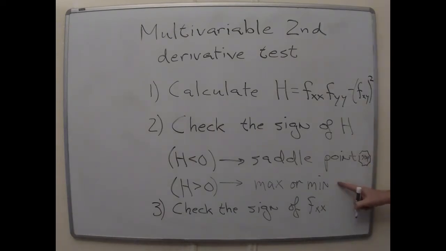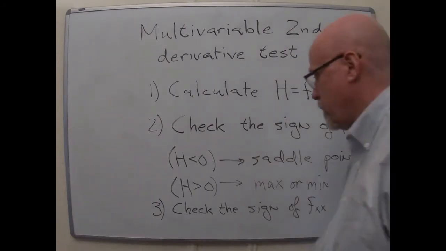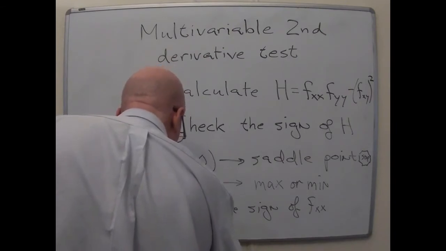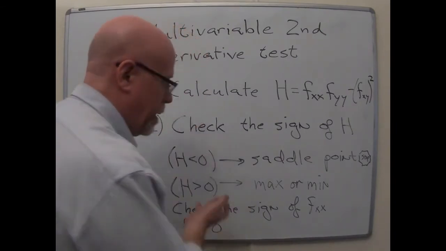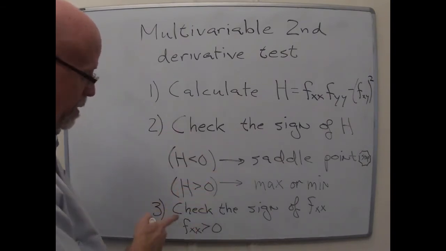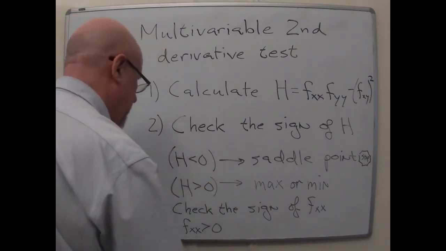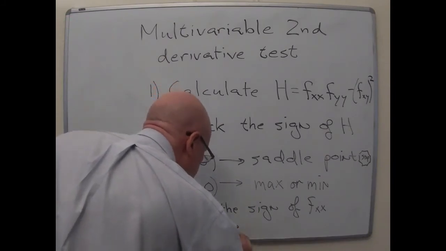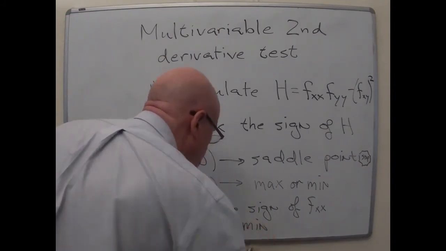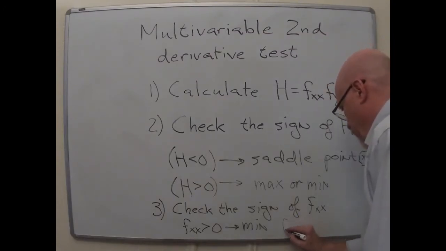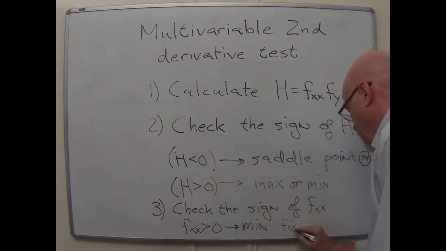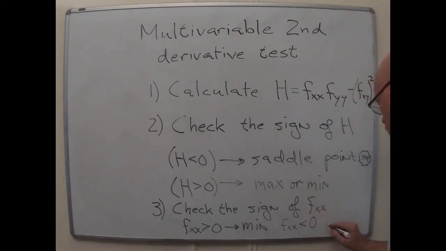But if we get h is positive, we're at a max or a min, we have to go on to this third stage, which is to check the sign of f double x. If f sub xx is positive, that's upward curving, so the value there is a minimum. And if it's vice versa, f sub xx is negative, that's going to tell you you're at a max. So it's a good bit more complicated than just checking the second derivative.